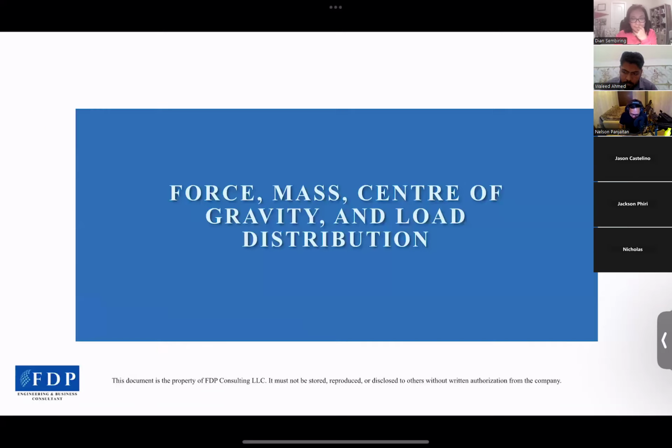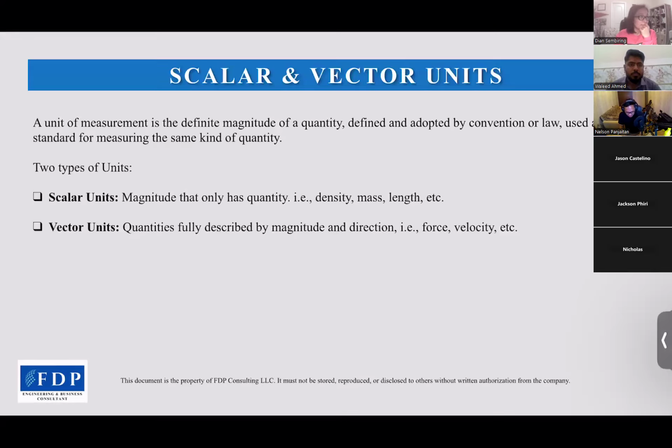We can start from the force, mass, center of gravity and load distribution. We all understand that the weight and the COG are the main information that we should have during the lifting and when performing the lifting engineering. Actually, there are three main pieces of information that we should have. First is the weight, second is the COG, and the third is the dimension.